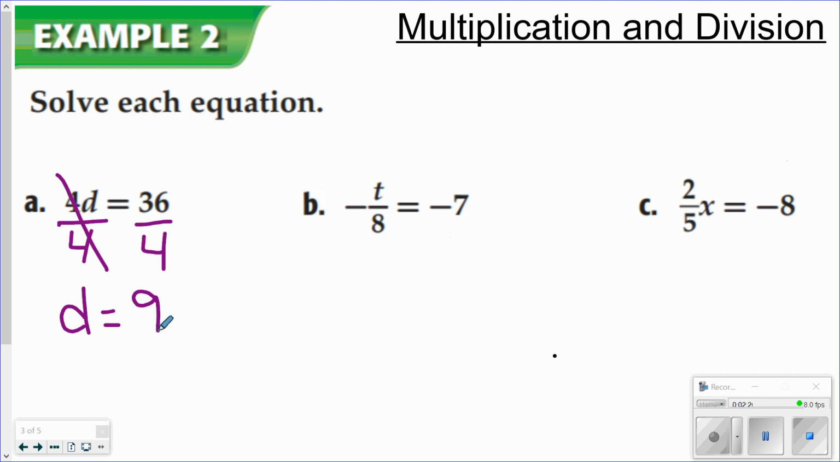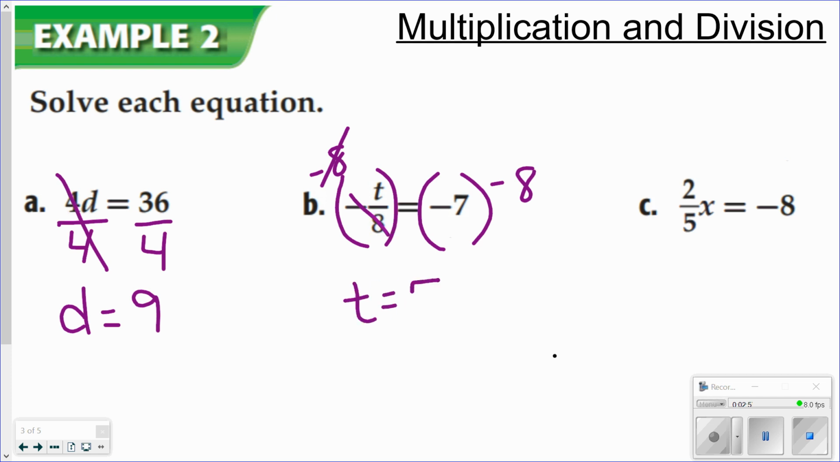B, I have negative t divided by 8 is equal to negative 7. I need to figure out how do I get rid of that division of negative 8. Well, we're going to do the opposite. I'm going to multiply each side by negative 8. When I do so, these then cancel. So I'm left with t is equal to positive 56.